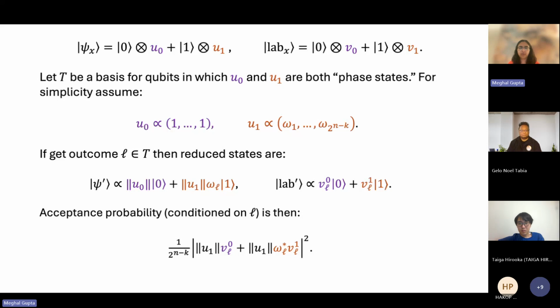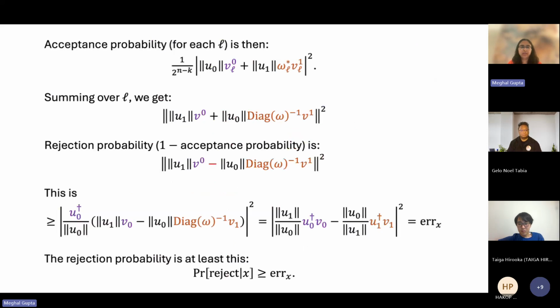I shouldn't have said condition on L. I should have said the acceptance probability for this L. And then if you sum them up over all the L's, you get this quantity. If you translate to rejection probability instead, you just have to flip the plus sign to a minus sign. And then you can do some math to figure out this is at least err of X. And so indeed this algorithm is going to reject with probability at least err of X.